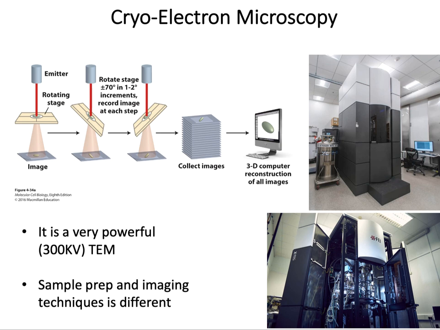The sample preparation and imaging technique is different from the conventional TEM sample preparation that we have seen earlier. In cryo-EM, the sample is frozen very quickly in water with liquid nitrogen at minus 196 degrees Celsius. This extremely rapid cooling forms the amorphous or vitreous ice, which is non-crystalline, and hence the name cryo-EM. The sample is kept at the cryogenic temperature throughout the image data collection.